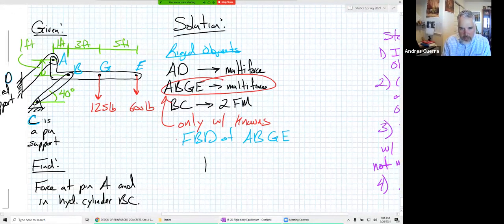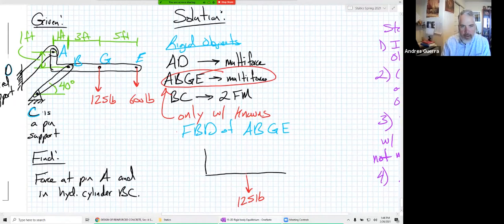I am just going to draw this as a wireframe now. I don't need to draw any of the thickness of that thing. It's an L shape right there. We do know that at point G we have 125 pounds. We have 600 pounds out here on the end of this thing. And we have pin supports at A and a pin support right here at B.